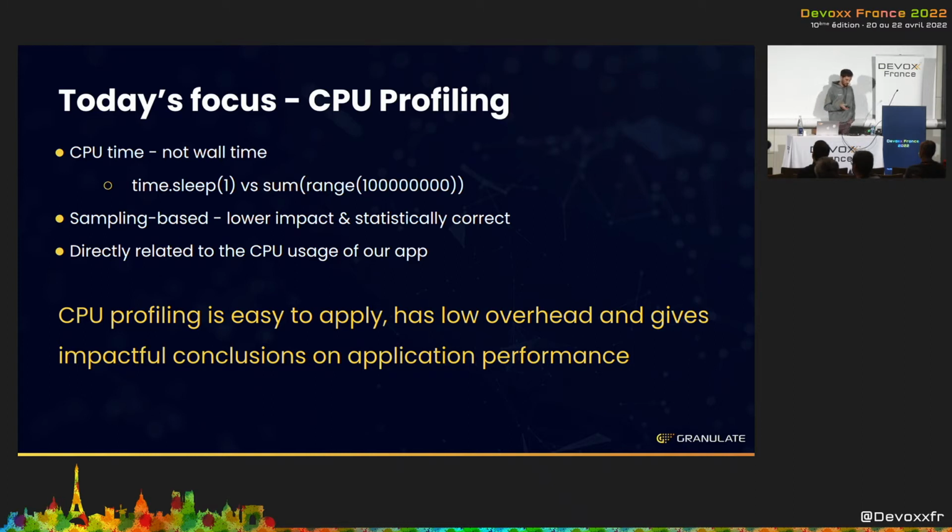Today's focus will be CPU profiling. I focus on that because it's the simplest one to understand and, in my opinion, the most impactful one. CPU profiling refers to the CPU time of executed programs. Here I have two simple Python statements, a sleep and a sum of numbers. Both take roughly 1 second on my machine. Summing up 100 million numbers takes about 1 second of computation, and sleeping for 1 second takes, well, 1 second. But one uses the CPU, and the other does not. One will be profiled by CPU profilers, and the other will not.